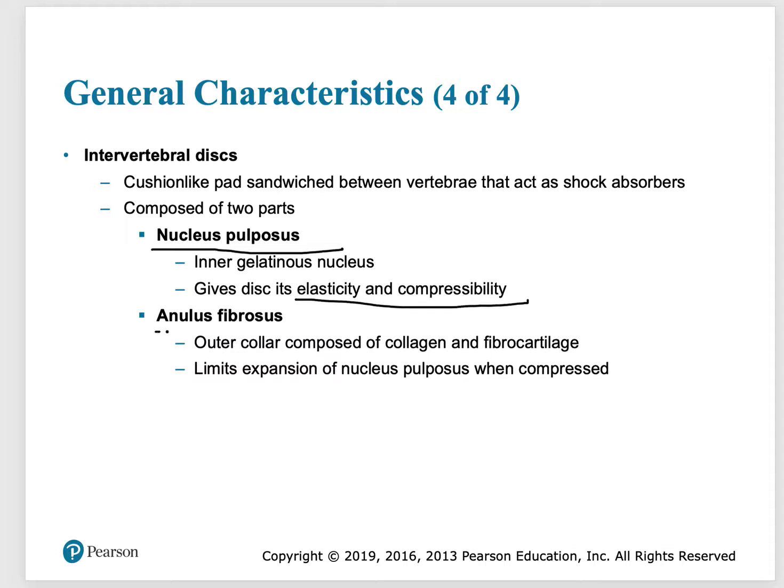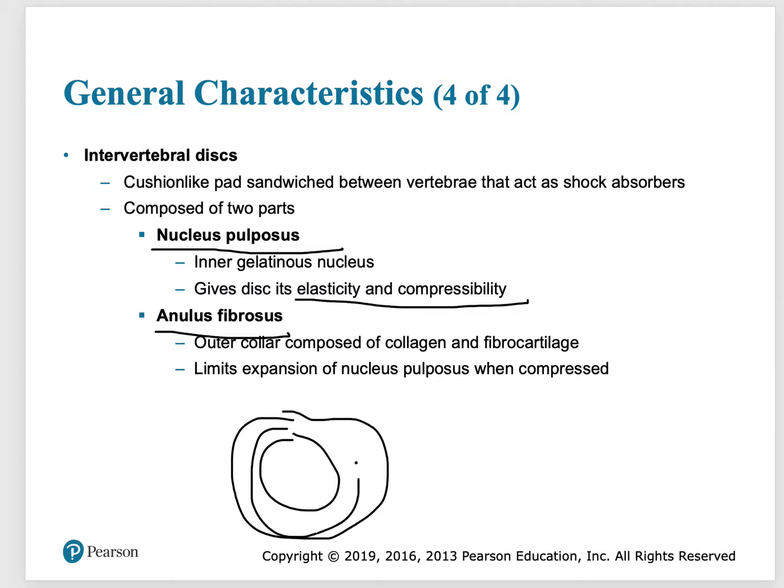The annulus fibrosus is kind of like the little portion on the outside. So let's say I have my little nucleus right here. And then I have my annulus fibrosus. It has a bunch of rings in it.